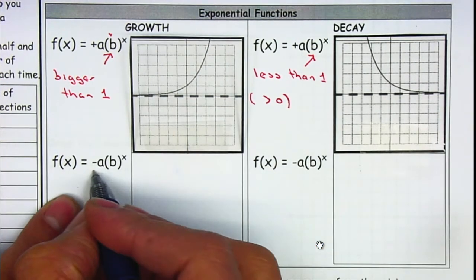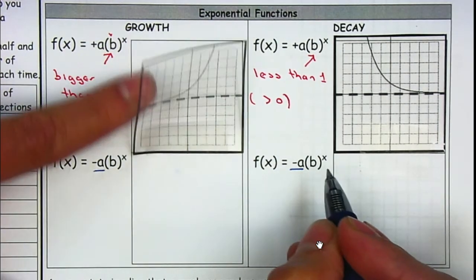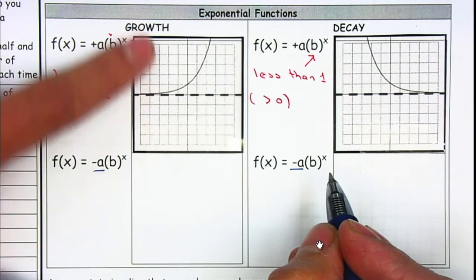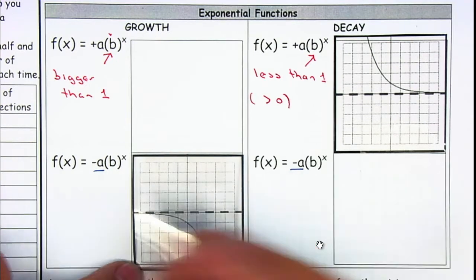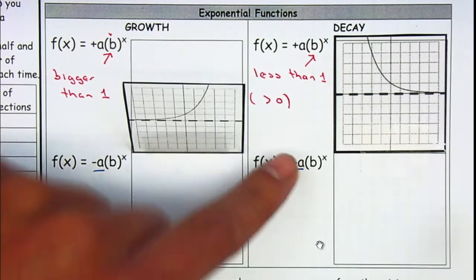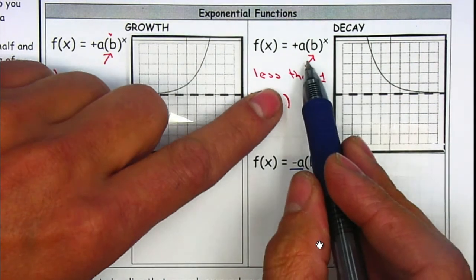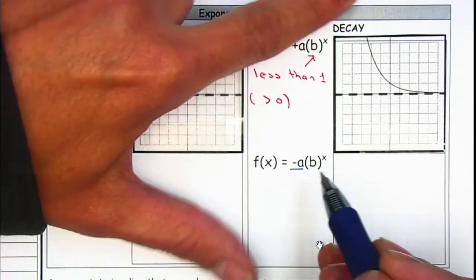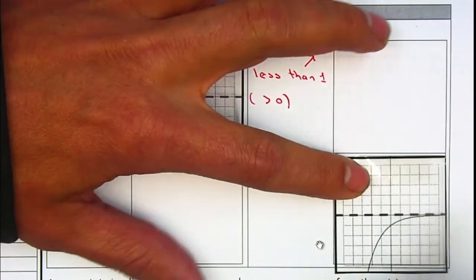If the number on the front is negative, it gets flipped. So this is also an exponential growth, but if the value on the front is negative, the only thing that it does is flip the whole graph. Same thing with decay. If b is less than 1, it's a decay, but if the number on the front is also negative, then it gets flipped.